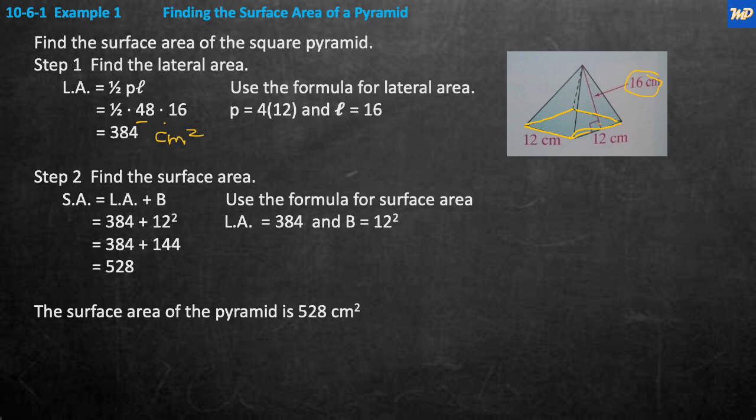Find the surface area of the entire figure. So the surface area is the LA, the lateral area, plus the base. There's 1 base. Use the standard formula for surface area. So 384 comes from the lateral area plus 12 squared. 12 times 12 is the area of the base, or the base times the height, if you will. So that equals 144, and 384 plus 144 is 528 centimeters squared. And that's where we answer it right here. The surface area of the pyramid is 528 centimeters squared.